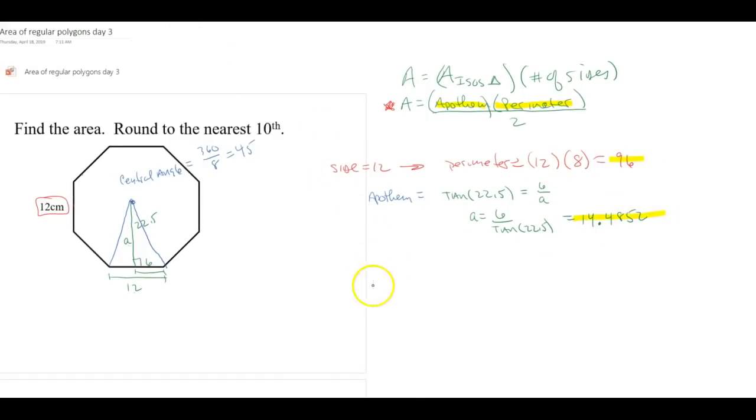I have the apothem, I have the perimeter. Now I just plug it in. The area of this regular polygon would be 96 times 14.4852, all divided by 2, which would give you an area of 695.3, and that would be centimeters squared.